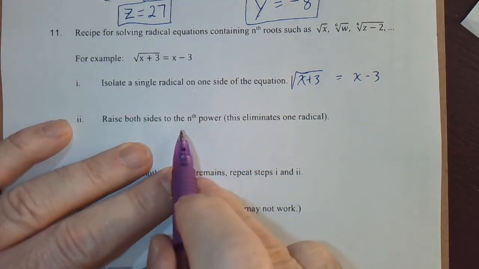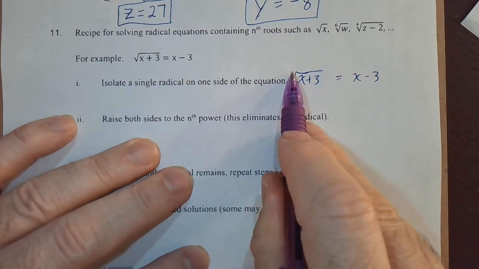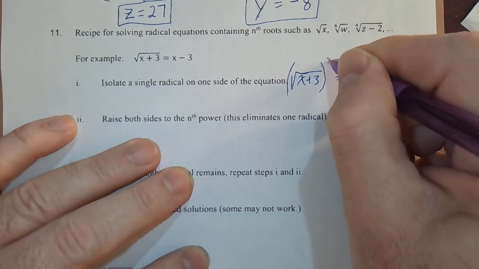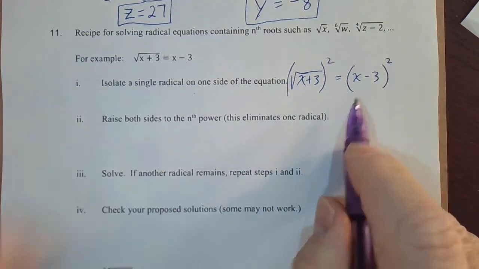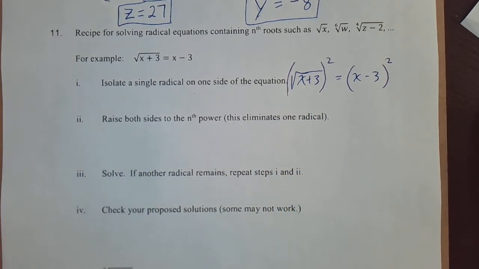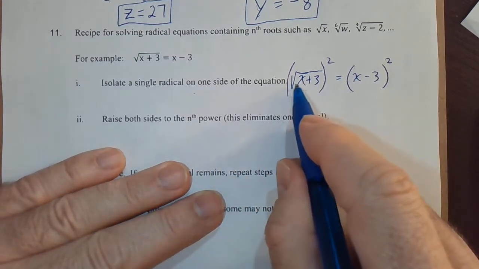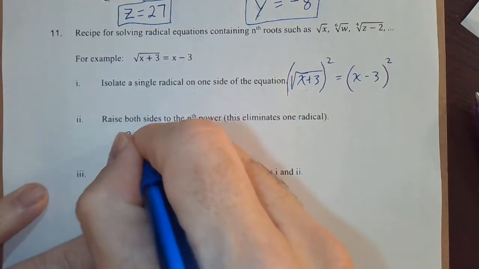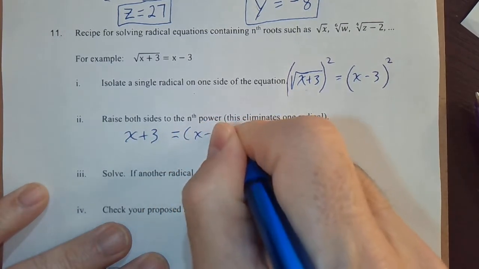Now, step 2, raise both sides to the n power. And that's going to eliminate this radical. And what n is for us is the 2, because this is the second root. So I'll use parentheses this time. This is step 2 I'm writing up here. Now we just need to solve this. So the radical and the power of 2 cancel each other out. And that gives me x plus 3 equals (x minus 3) squared.